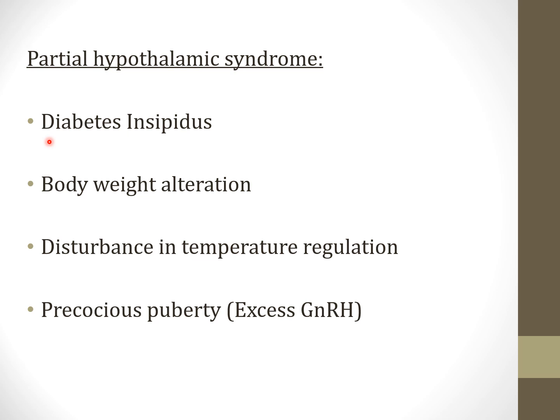So what is diabetes insipidus? Increased urine excretion, diluted urine excretion. This is due to failure of the ADH mechanism. There are two types of diabetes insipidus. One is nephrogenic, the other one is neurogenic.